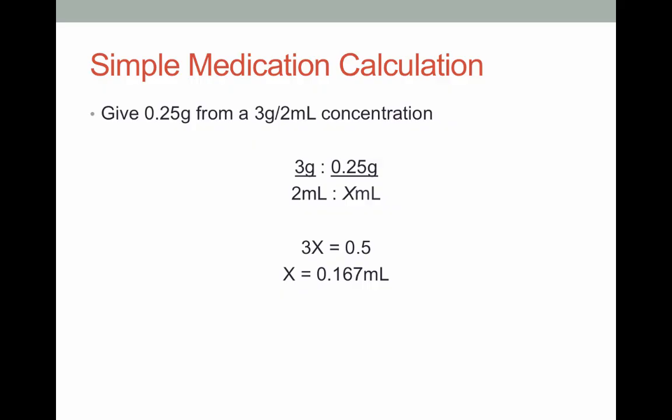And let's just do one more simple calculation for practice. Let's say I want to give 0.25 grams of medication, and the vial I pick up has 3 grams in 2 milliliters. So let's take that concentration, set it up on the left-hand side: 3 grams and 2 milliliters, and I want to give 0.25 grams. I need to figure out how much I need to give. So let's cross multiply. 3x equals 0.5. That's 2 times 0.25. Solve for x by dividing both sides by 3, and I get 0.167 milliliters. I think we can safely round that to 0.17 milliliters.